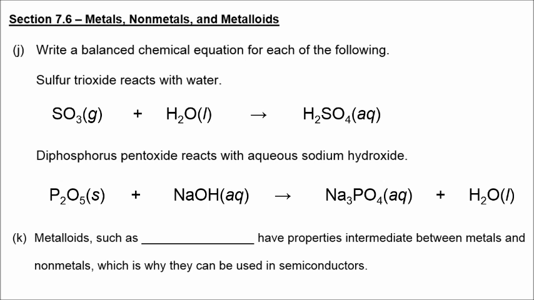Metalloids, such as silicon, have properties that are intermediate between metals and nonmetals, which is why they can be used in semiconductors. And again, going back to the last equation, I mentioned that P2O5 reacts with sodium hydroxide to produce sodium phosphate and water. And now you can see the coefficients. So the coefficients are 1, 6, 2, and 3.